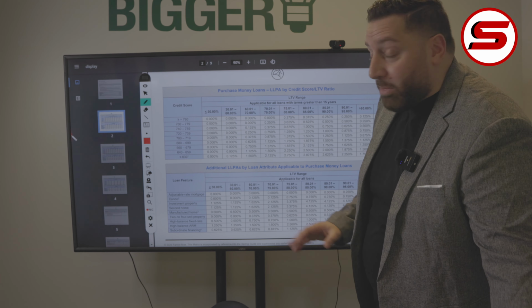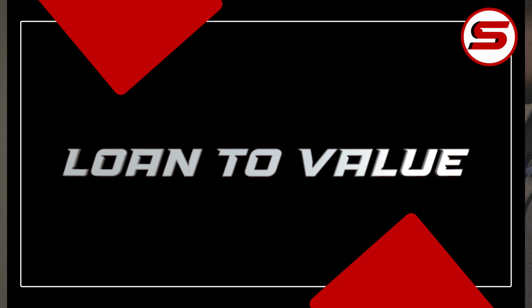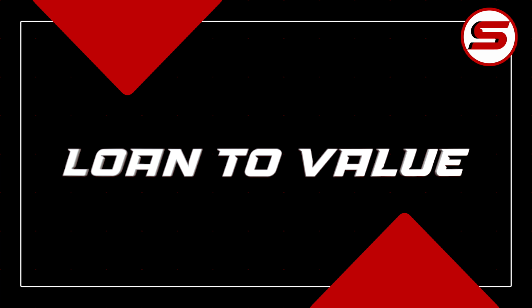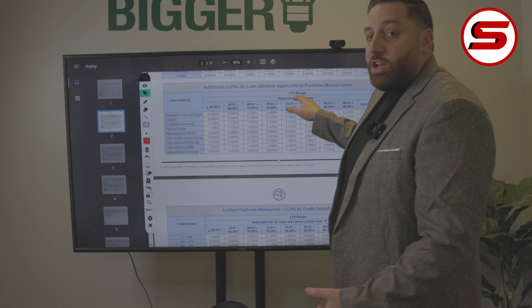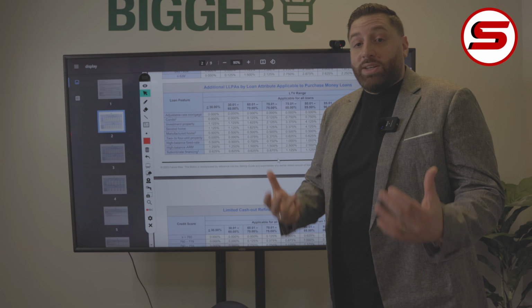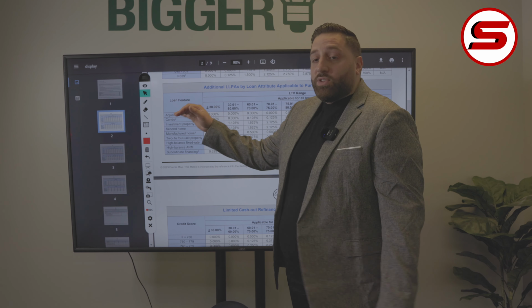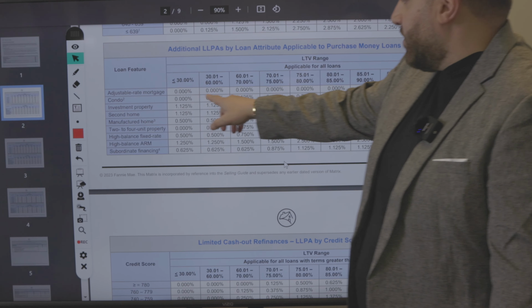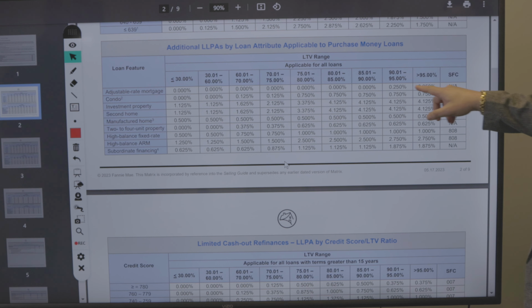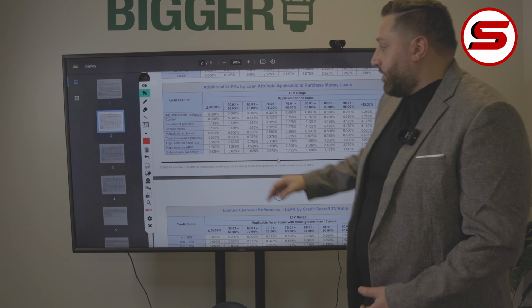So let's take a look at the next set of adjustments. That was for the base adjustment based on credit score and loan to value, which means how much you're putting down. The next set of adjustments will also look at your loan to value range, how much money you're putting down, the percentage down, but also is going to look at some features of the loan. First loan feature we'll look at is adjustable rate mortgage. It really doesn't matter until you get into the lower down payment parts, 10% down or less. That's when you have an adjustment there.